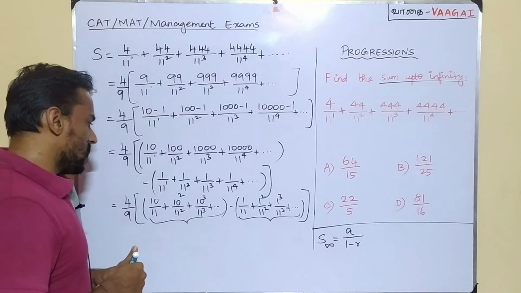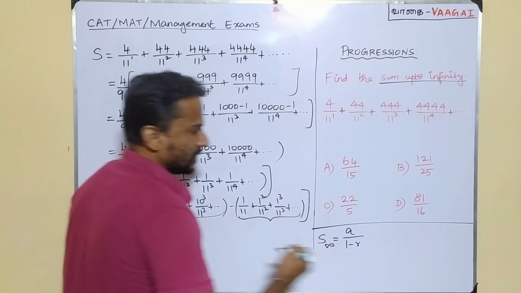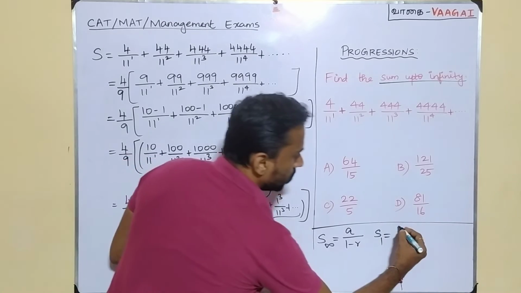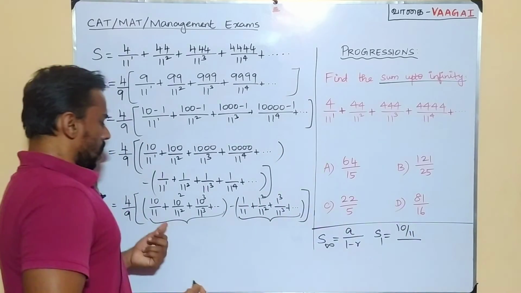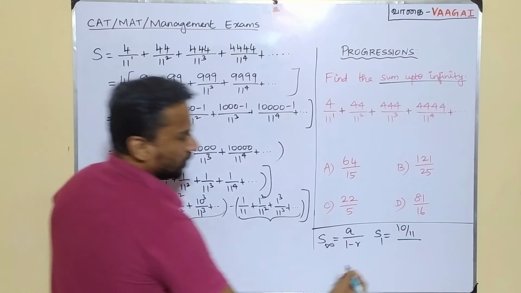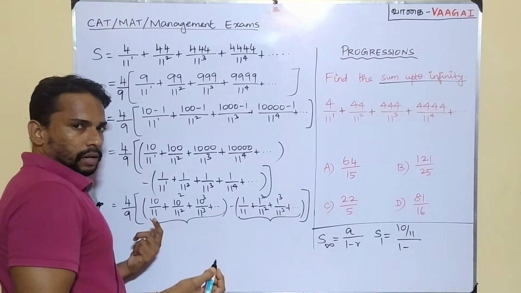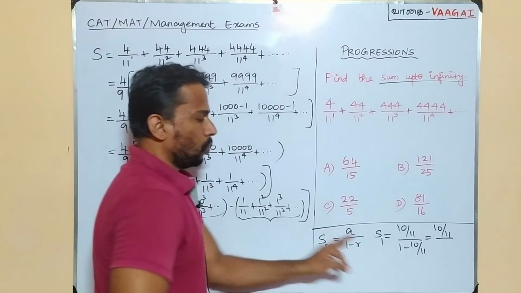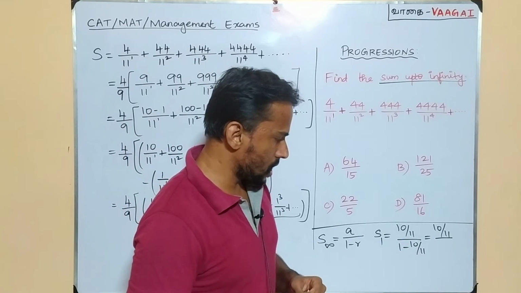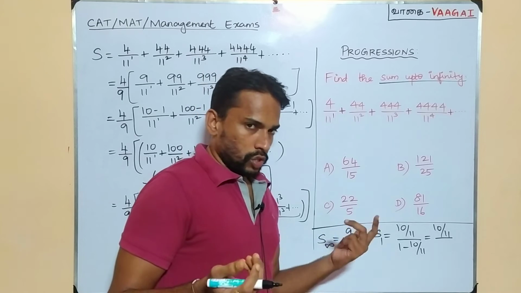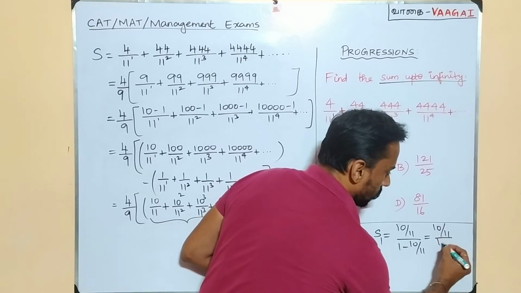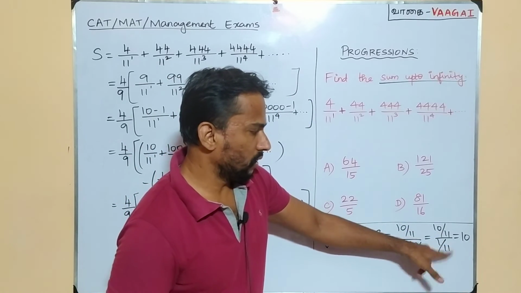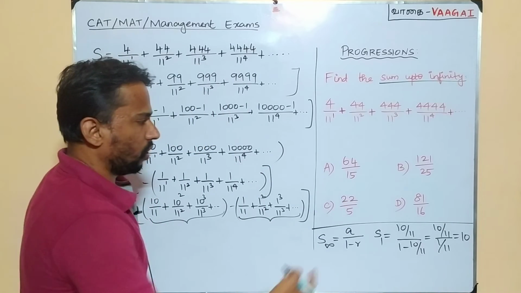For comfort, I will take this expression as S1. So our S1 value is a, which is 10 by 11, divided by 1 minus r, where r is again 10 by 11. So 10 by 11 divided by 1 minus 10 by 11. That is 11 minus 10 by 11, which is 1 by 11. So 10 by 11 divided by 1 by 11; you can cut the 11 and simply end up with 10 for S1.